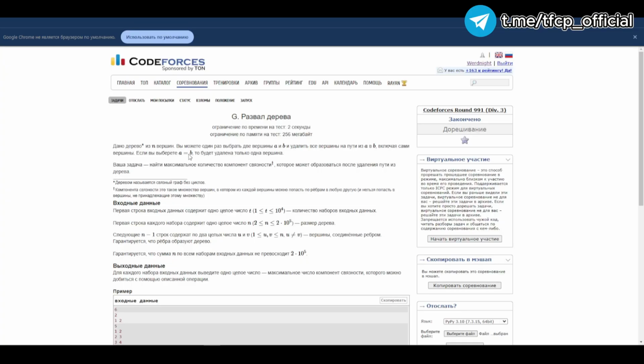Today we have the G3 Diva problem. The problem is called Tree Destruction. The time limit for the test is 2 seconds. The memory limit is 256 megabytes.